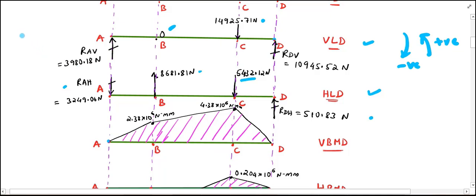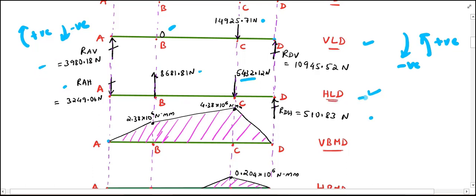Similarly, if I take the moments about D, these moments will be taken as positive, and these moments will be taken as negative. So RAV into 1500 minus 14925.71 newtons into 400. Therefore I can get RAV is equal to 3980.18 newtons.